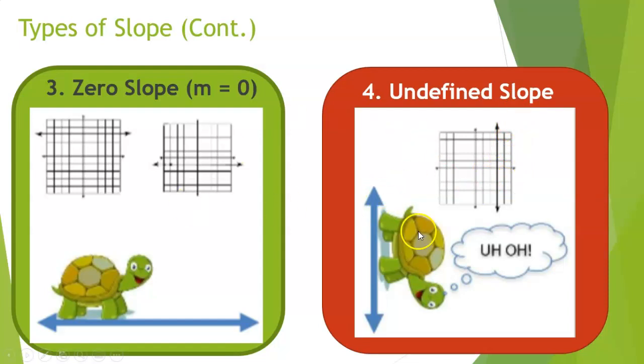An undefined slope is the other special case, and that's a vertical line. As you see, my little turtle is saying, uh-oh, because he can't stand on a vertical line. He's not Spider-Man, so he would fall off. So if you think undefined slope, that's your vertical line. That's the one you can't stand on. You're not going uphill, you're not going downhill. You can't even stand on it. It's undefined. So a vertical line has an undefined slope.